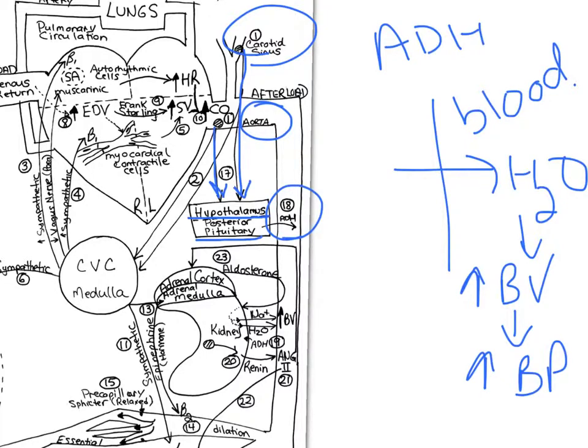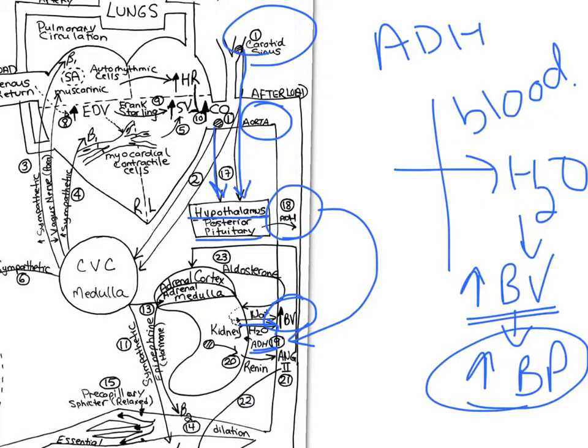The ADH then goes to the kidneys, and I kind of ran out of room here, but ADH shows up again right here. So ADH goes via the blood to the kidneys and increases the reabsorption of water. And as I've indicated here, if you increase water, you increase blood volume right there, and as a result, you increase blood pressure.